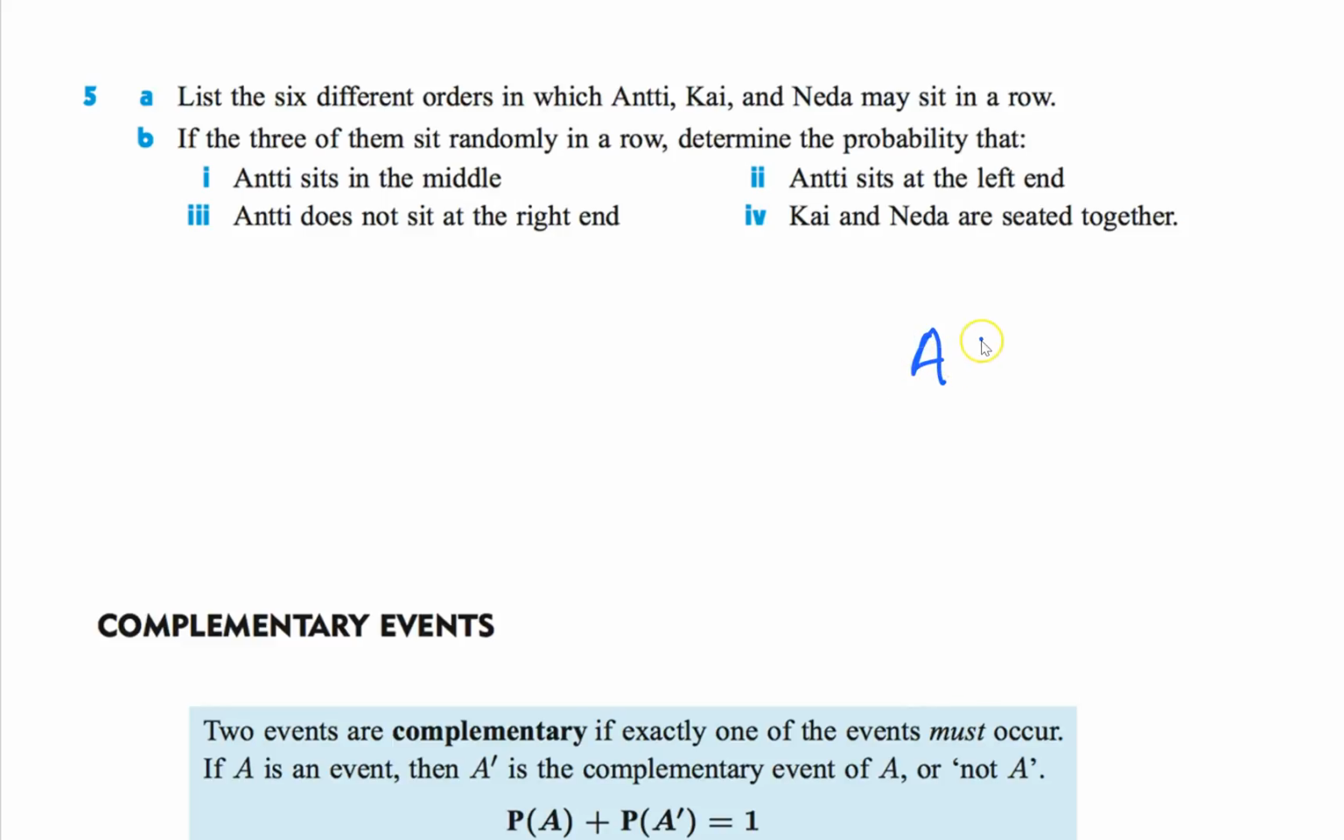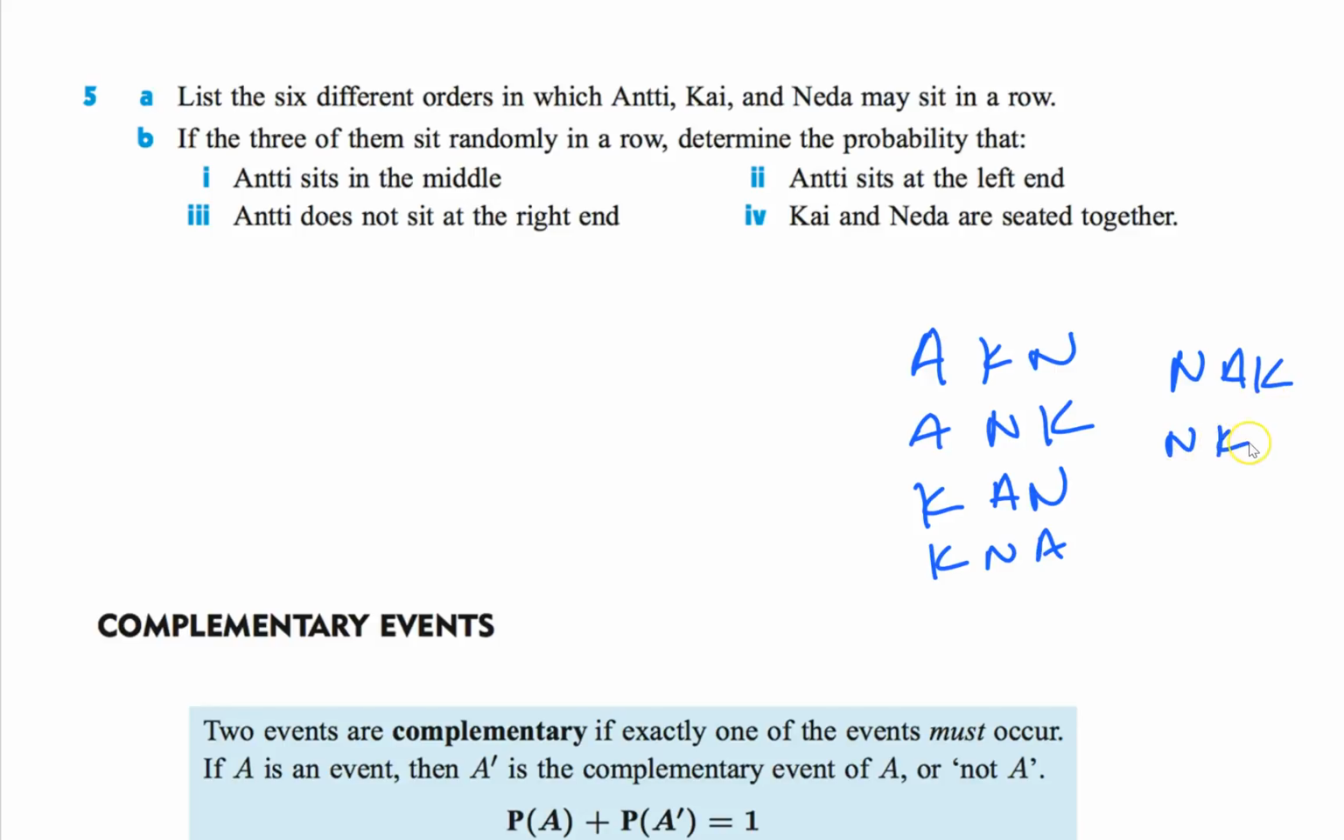You got Anita, Kai, and Nita. And then let's just keep Anita in the front and try to switch these two. Okay, those are all the ones with A's, so now let's put K in the front. So K-A-N, and then you can switch these two, so K-N-A. And then we'll go with N in the front, so N-A-K. And then switch these two, N-K-A. Right, so now there's 6 total.